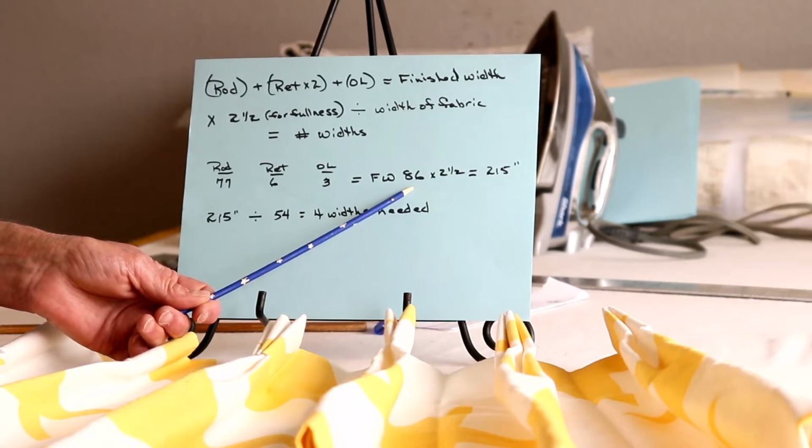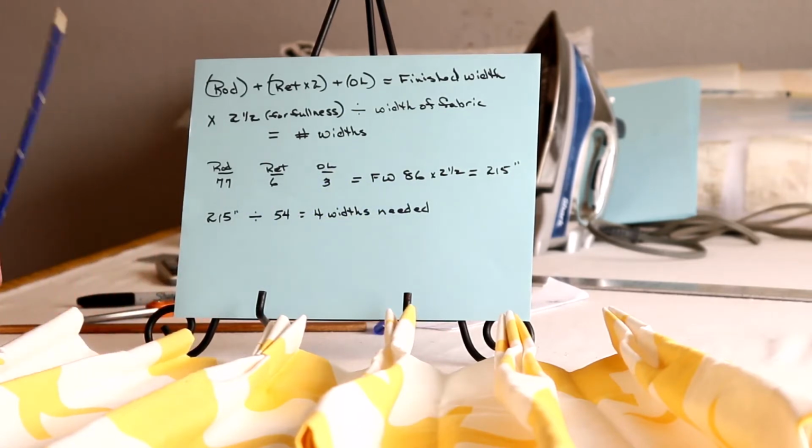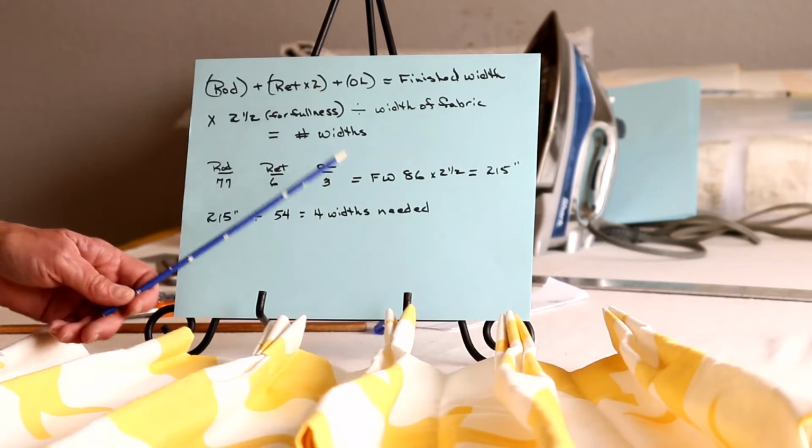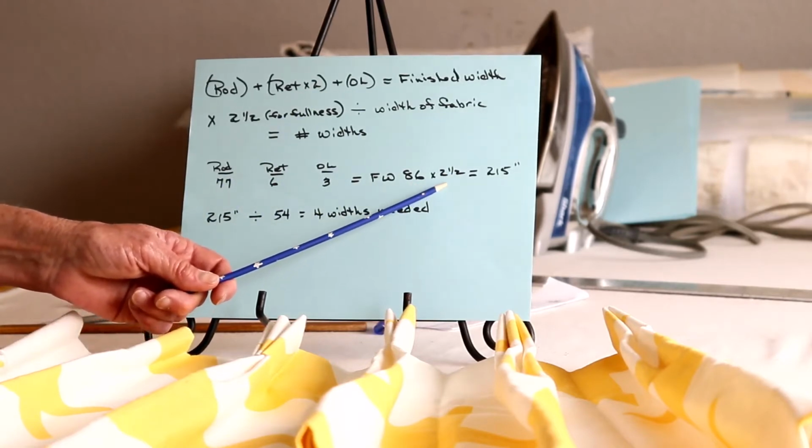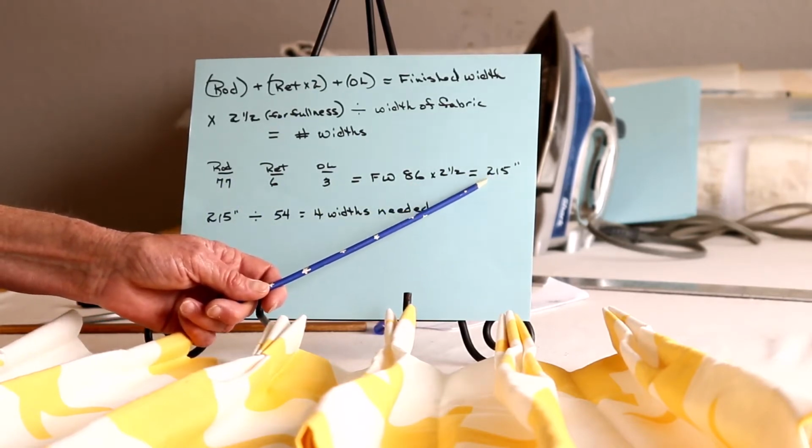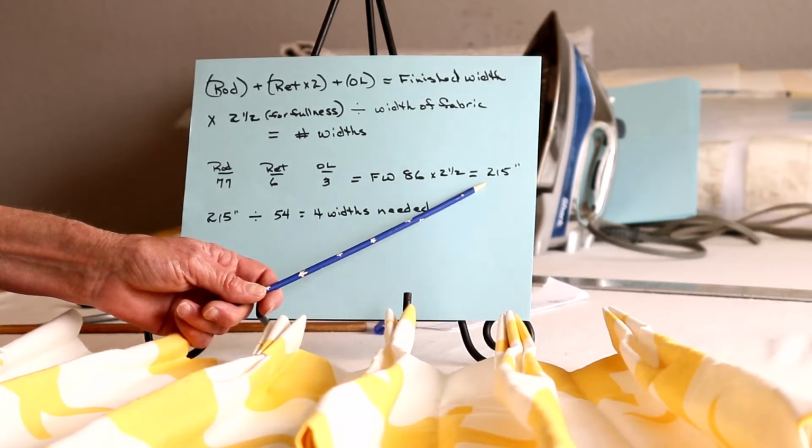Now you really should allow 2.5 times fullness. So that'll be plenty wide enough to go from side to side. You'll have nice full pleats. So 86 times 2.5 equals 215 inches is what we need.